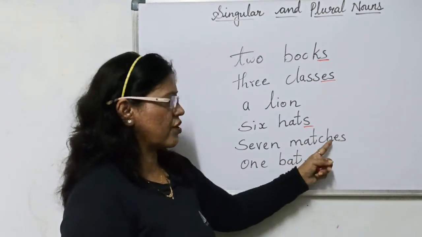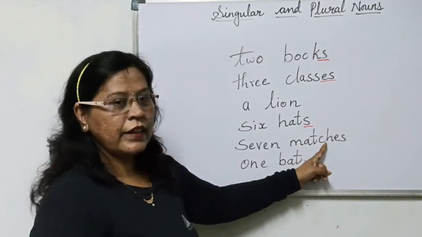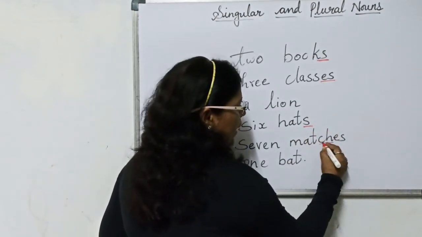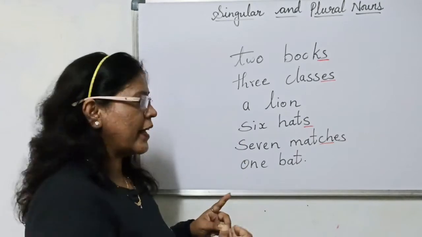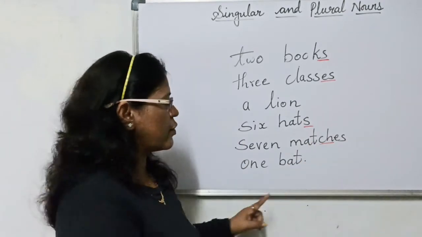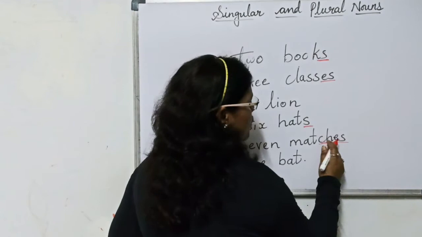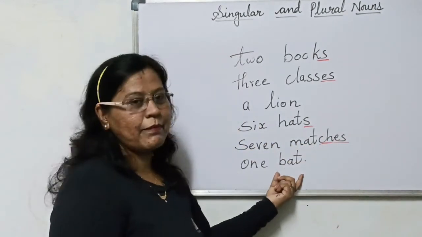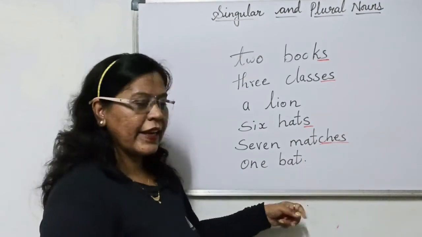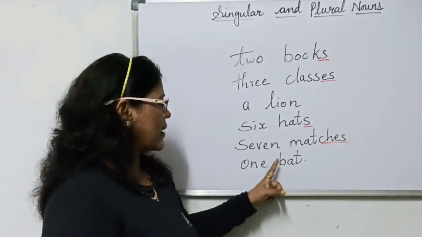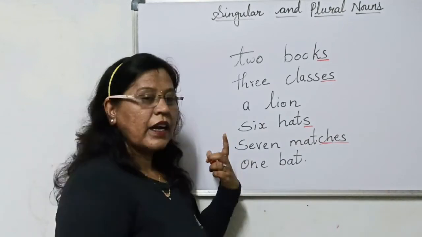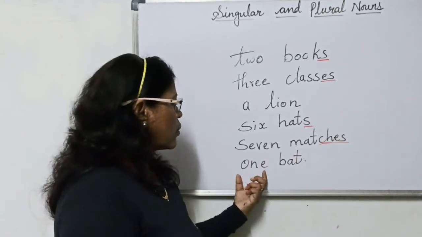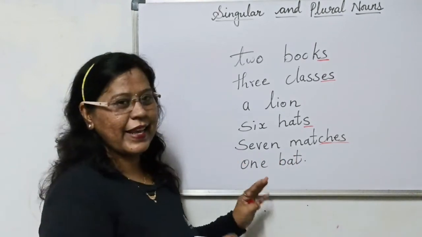Seven matches. Okay, c-h. The end of the letter is c-h. Singular form, m-a-t-c-h, match. And when the word ends with c-h, what you have to add? E-s to make it into plural form. So c-h-e-s, matches. Seven matches. Now here, one bat. There is no need of adding any sort of s or e-s there because it is only one bat. So it is a singular form. So one bat, there is no need of adding any s over there.